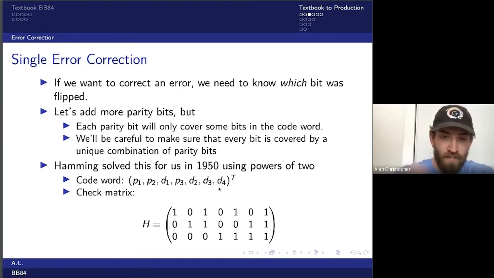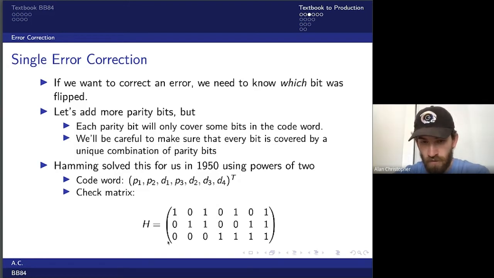And an important result when we do this construction, I'm not going to prove it, but it is true, is that this powers of 2 construction guarantees that every bit is covered by a unique combination of parity bits, the constraint that we wanted before. So the first bit in our code word, which happens to be parity bit 1, is covered exactly by parity bit 1. And then if we look at our second bit in the code word, which corresponds to this column here, it winds up being covered only by parity bit 2. And then the next one, parity bits 1 and 2, and so on and so forth.